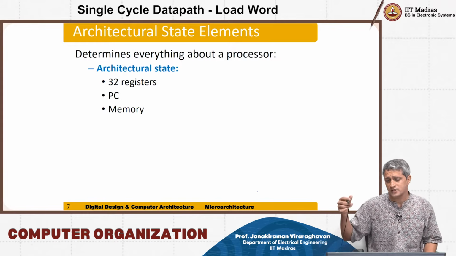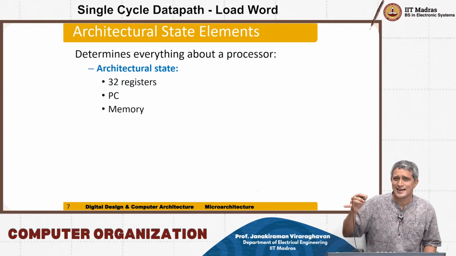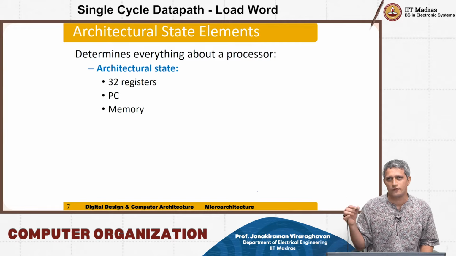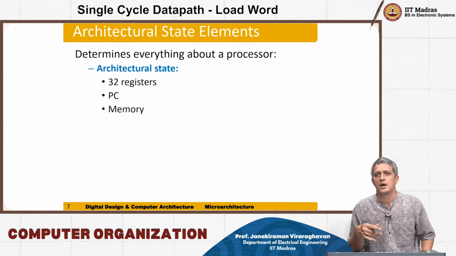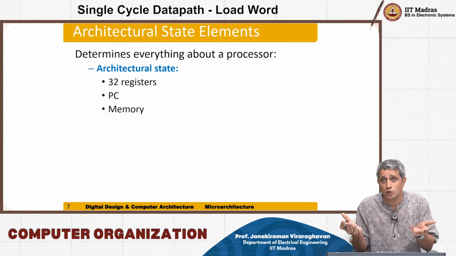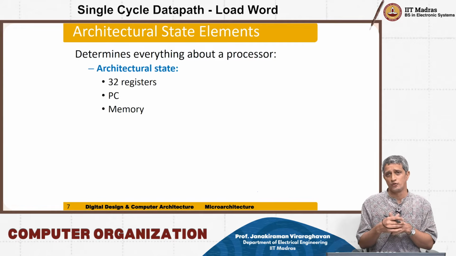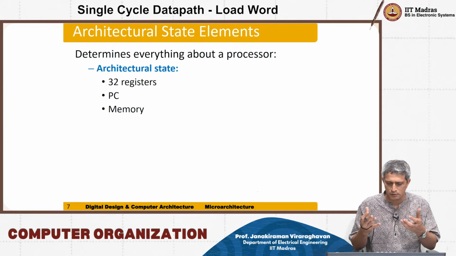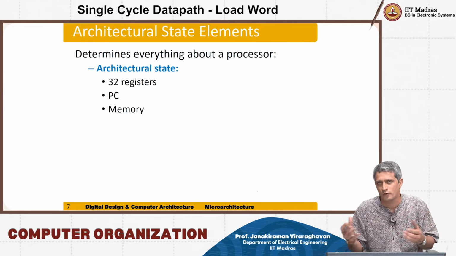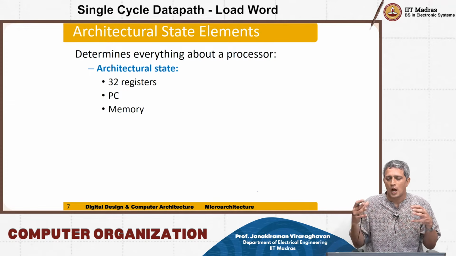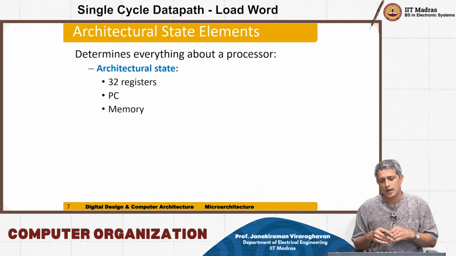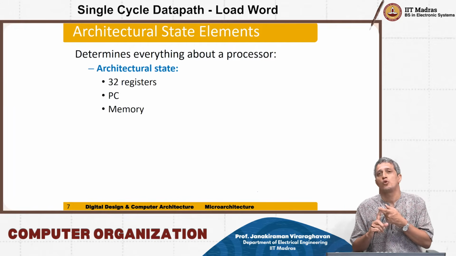So the architectural state elements essentially determine everything about the processor. What you use matters. For example, if you were to implement an ALU using just NAND gates, technically it could be done, because the NAND gate is universal. Well, the whole thing could just fall apart, because it would take a woefully long amount of time. Therefore what you choose and how you implement it is very, very important. Basically there are 32 registers.